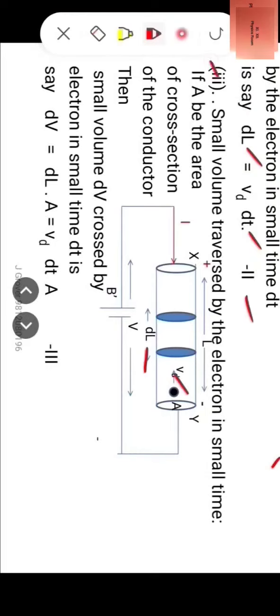Now in the third step, we are to consider small volume traversed by the electron in small time dt. Now if A be the area of cross section of the conductor, then small volume dV crossed by electron in small time dt is dV equal to dl into A, or Vd into dt into A, because dl is equal to Vd into dt. So let us mark it as equation 3.